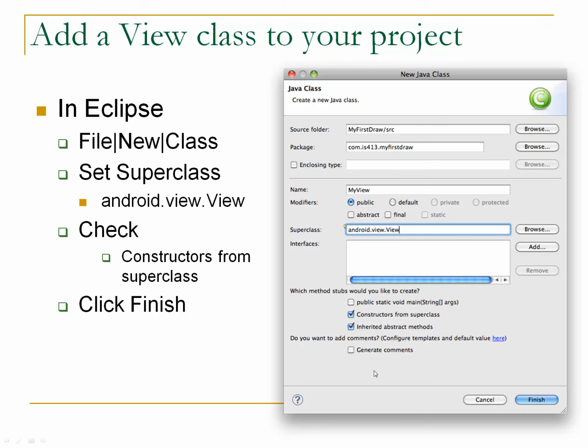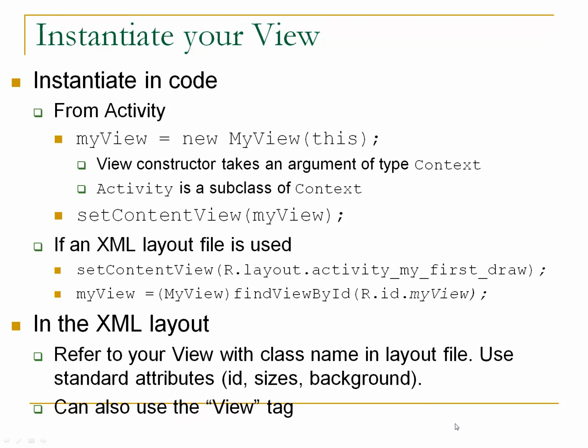So once you've done this, what do you need to do? You need to create an instance of your view. So you need to instantiate your view. And in this first exercise we're going to look at, you're going to see how simple it is to create your own custom view.